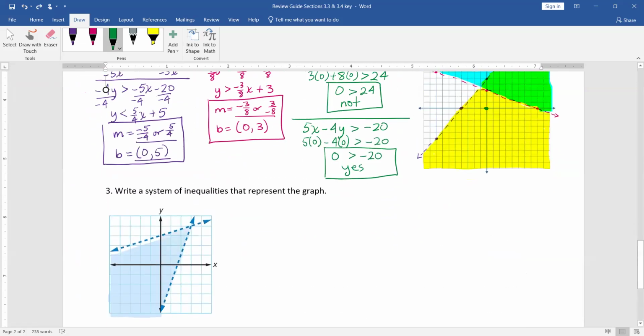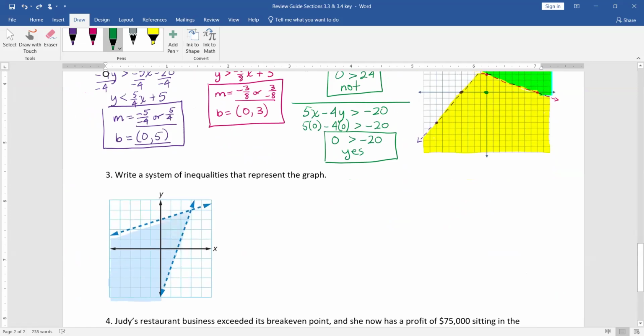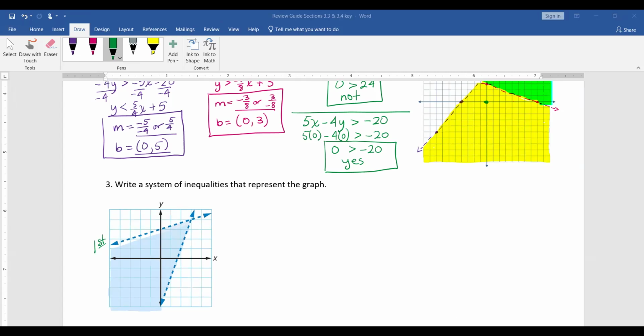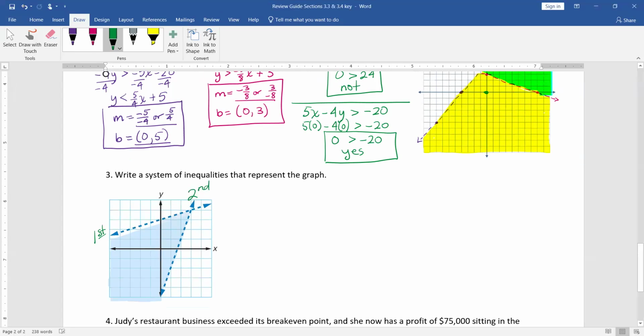Kind of almost. All right. This one, we did something like this yesterday when we did the homework for section 3.4. They've given us the graph. We have to write the system of inequalities that represent it. So I'm going to call this my first inequality. And then this super steep one here, that's going to be my second, just so I can keep track of them.